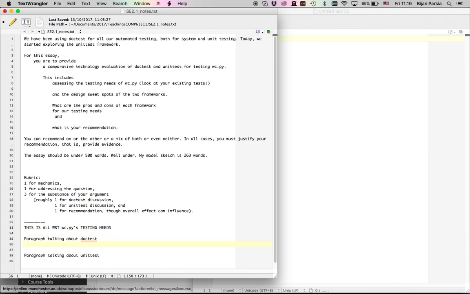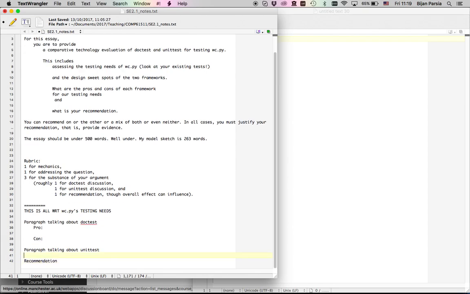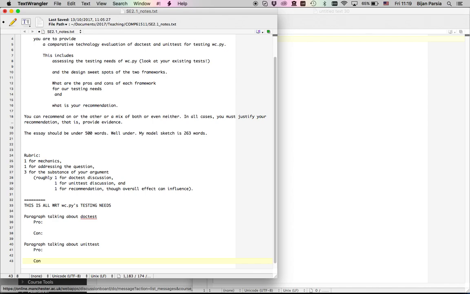So given that I have to root it in wc.py, and that means I'm going to use examples from what I did in the past week, it means I can start writing stuff about doctests because I've already written a bunch of doctests. I can't yet do anything about unit tests because I haven't done anything for unit tests. But still, today, Friday, I can go about and start making my pro and con list. And I'm going to need a pro-con list down here as well, obviously, in the end.